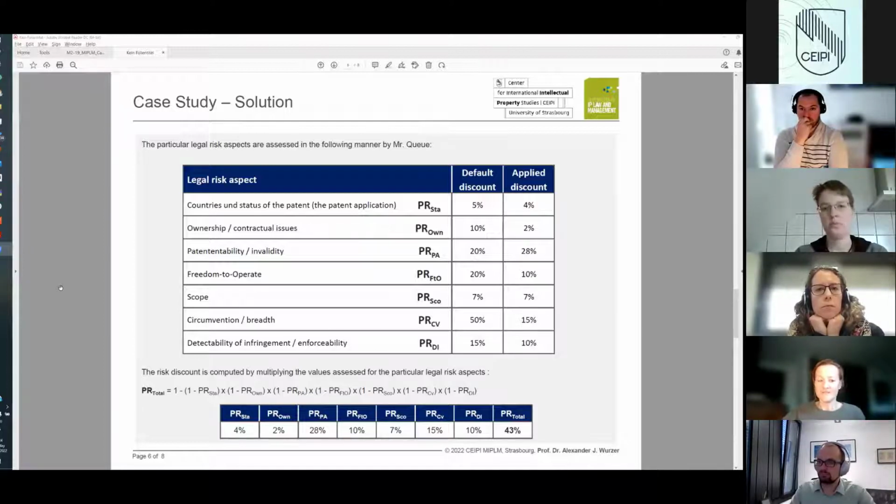We can distinguish between the overall legal risks, such as geographic scope, status, like is it patented already or is it an application yet, and patentability, whether we are able to register a patent for the solution, for the product. And there are the particular legal risks, such as the breadth, like the scope of the patent, and the detectability of the infringement. So how fast we can see that there is an infringement of our patent.